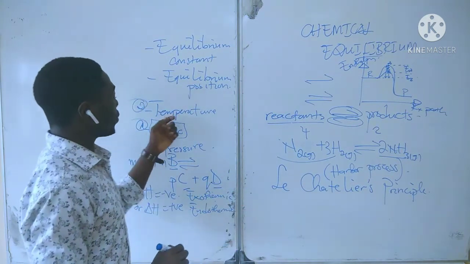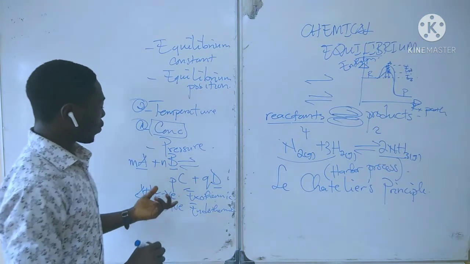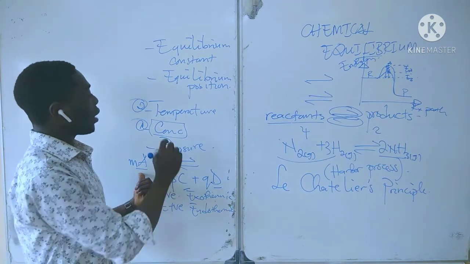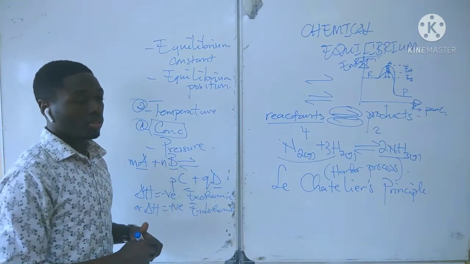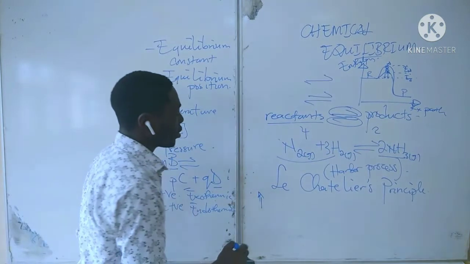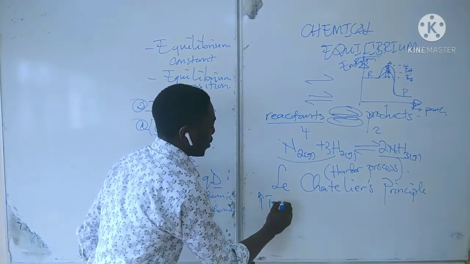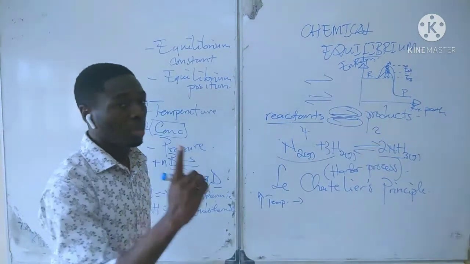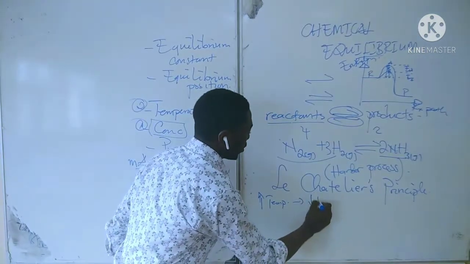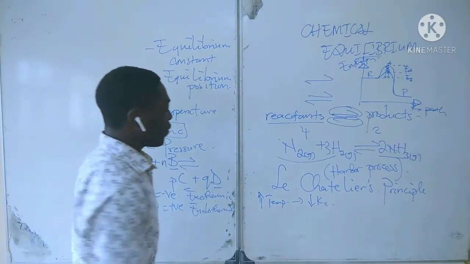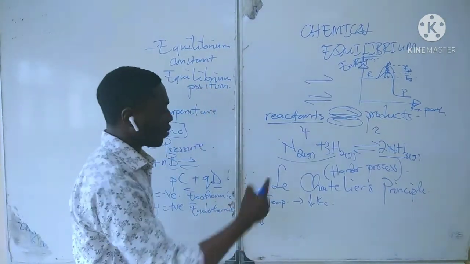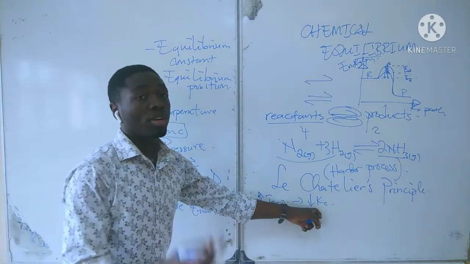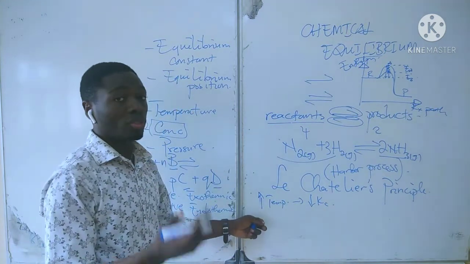So if you increase the temperature, for an exothermic reaction, since it is the backward reaction that will be favored, the equilibrium constant is going to decrease. So when you increase the temperature, the equilibrium constant for an exothermic reaction is going to decrease, so Kc decreases. If you decrease the temperature for an exothermic reaction, of course, the value of Kc will increase.